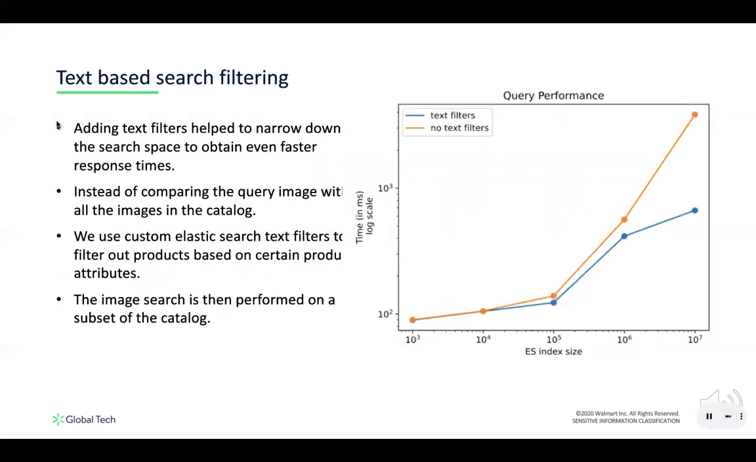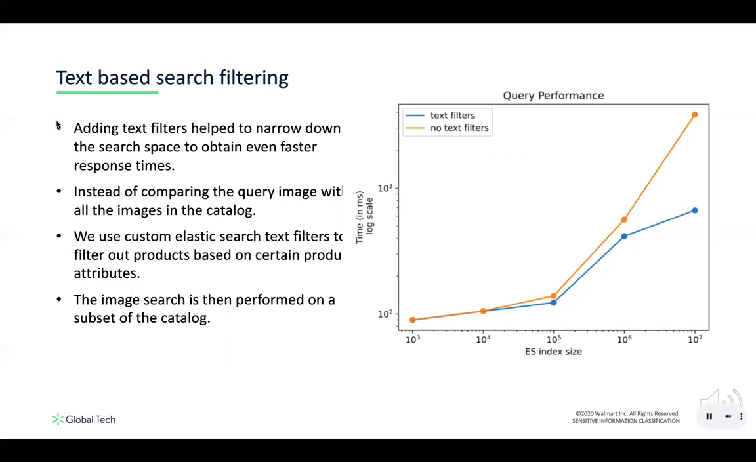To improve the search query response times even further, we added text filters to prune products based on keywords. We built our custom analyzers on Elasticsearch to filter products using text filters. This helped to reduce the search space to give us faster response times. The image comparisons are done after the products are filtered using text.